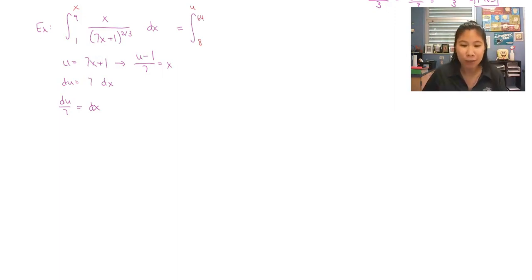So now rewriting the rest of my problem, the x on top, I'm going to rewrite as u minus 1 over 7. And then instead of dividing by this stuff, I'm just going to write it as a negative exponent. So I have u minus 1 over 7 times u raised to the negative 2/3 power instead of the 2/3 power here. I'm just making it negative so that it ends up at the bottom of the fraction. And then dx will get replaced with du over 7.